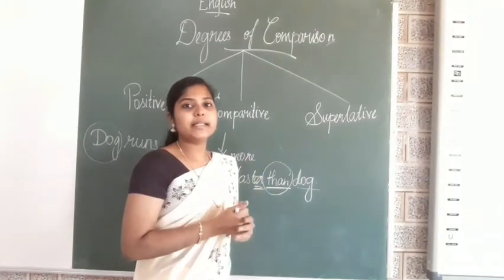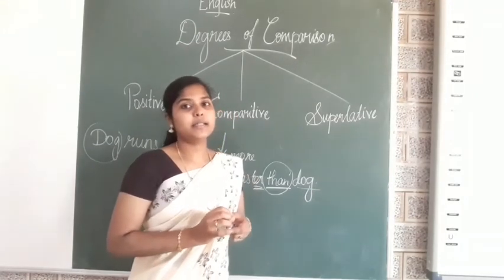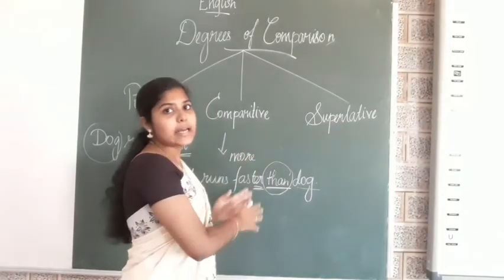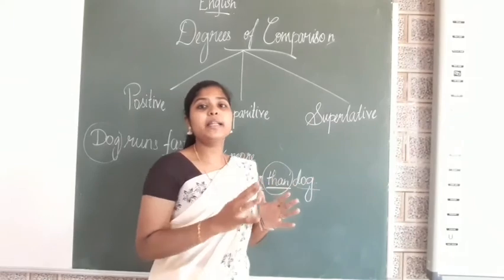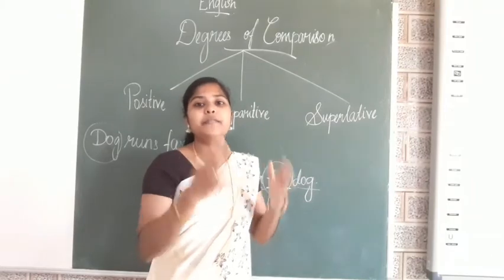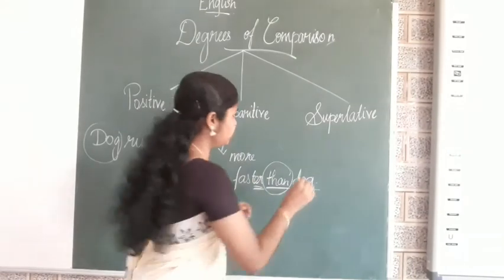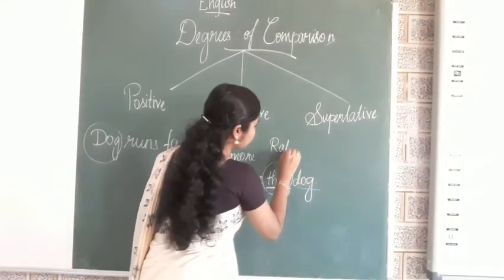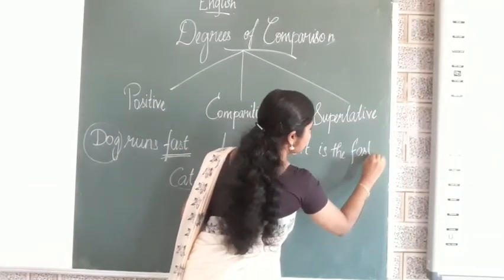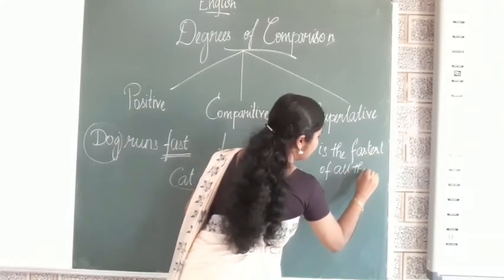Now another person is saying no, you both are wrong. Rabbits run fast. Okay. So now we have to compare dog, cat and also the rabbit. And finally we come to the conclusion, okay, we agree that rabbits are running fast. So now we are saying that rabbit is the fastest of all the animals.